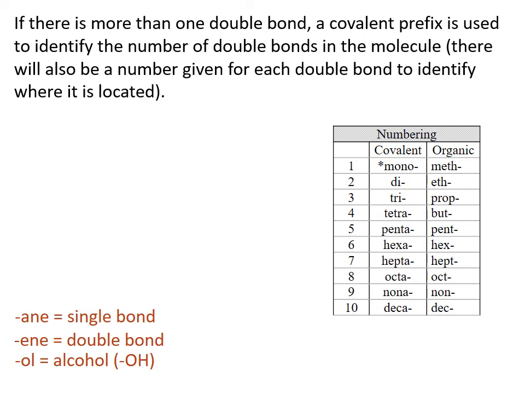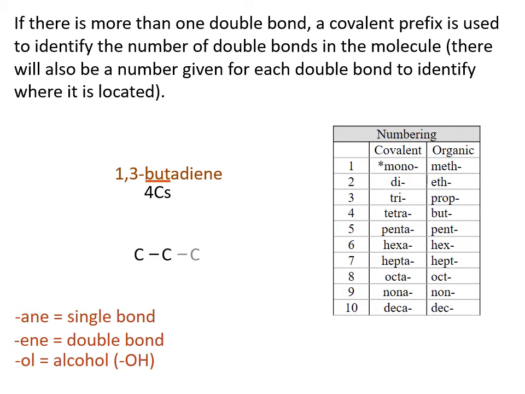If there is more than one double bond, a covalent prefix is used to identify the number of double bonds in the molecule. There will also be a number given for each double bond to identify where it is located. If I have 1,3-butadiene, but means 4. So write down 4 C's and then draw 4 carbons.